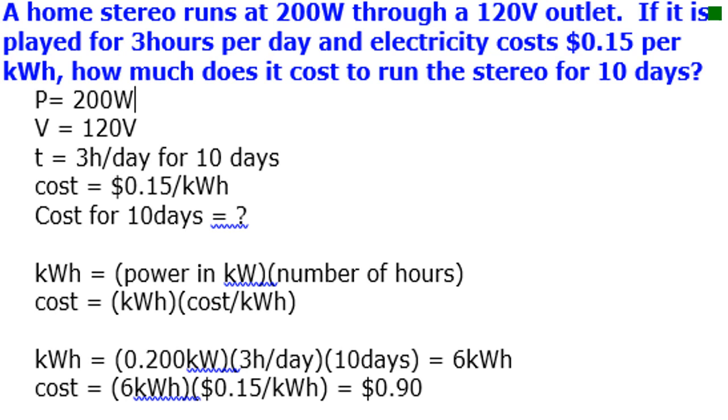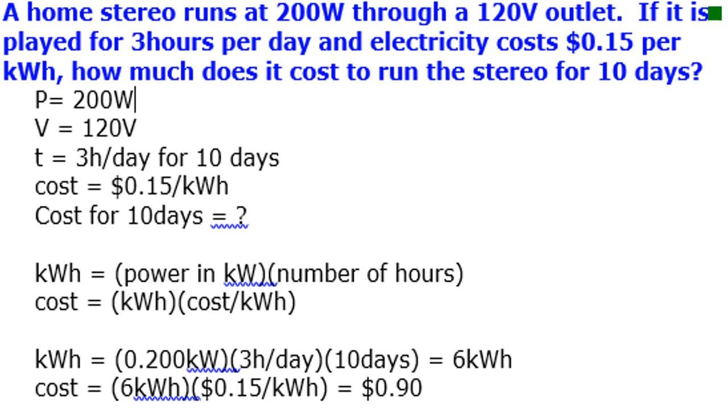Our kilowatt hours is power in kilowatts, so we have to convert that to kilowatts, times the number of hours. Take our power in kilowatts, which is 200 watts, that's 0.2 kilowatts, times the number of hours, well, kilowatt hours. So that's 3 hours per day. The good thing is it doesn't look like we have to do any conversion from seconds to hours because it's done for us.